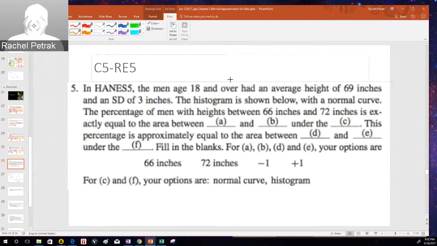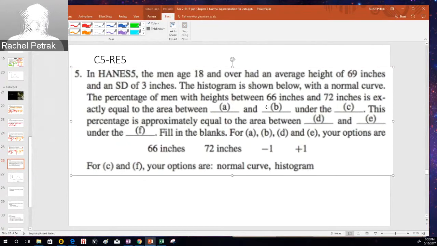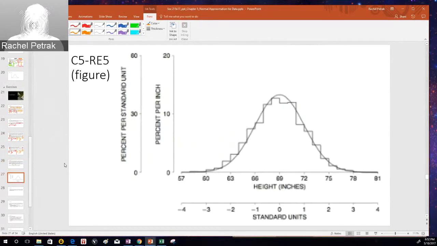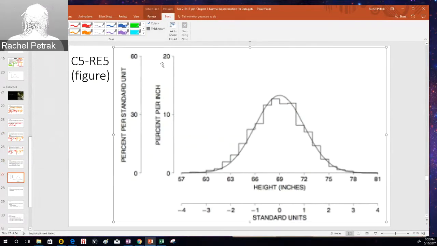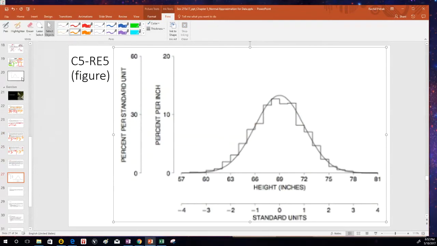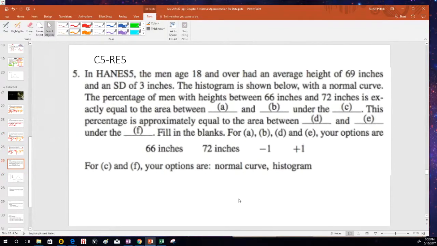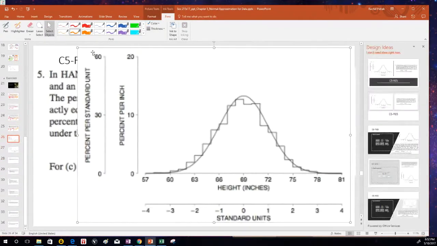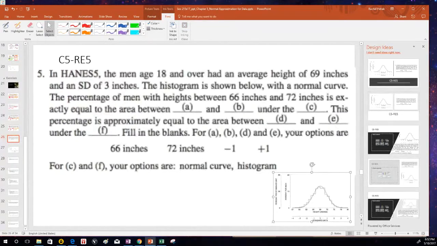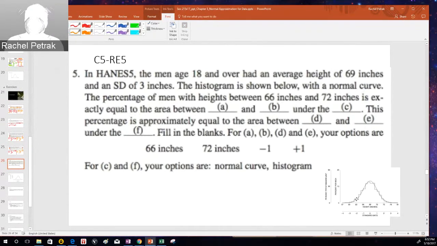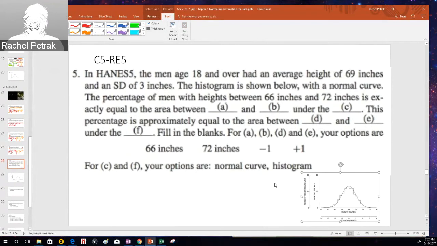And now we're back to the Haynes study. Haynes 5, the men aged 18 and over had a height of 69 inches and a standard deviation of 3 inches. Oh, I'm sorry, I forgot to copy the histogram. Or is it here? Yes. So this is the histogram. It didn't fit on the page. Let's copy a miniature version over for us to look at when we're reading it at least. I guess maybe it does fit. It's hard for me to know what's visible on your side, but a larger representation of this is, of course, in your book.